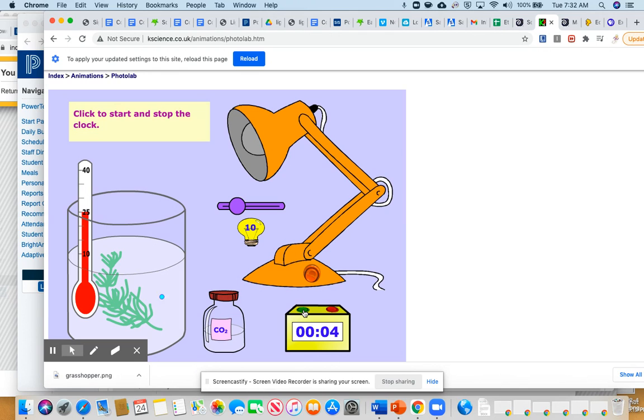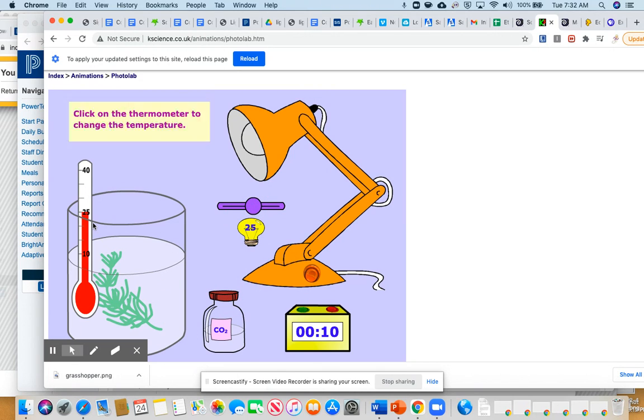1, 2, 3, 4. Okay. We'll move it to 25. 1, 2, 3, 4, 5, 6, 7, 8, 9. Okay, now we'll go all the way to light intensity of 50. 1, 2, 3, 4, 5, 6, 7, 8, 9, 10. Okay, we got 10. We're going to move that back to 25.